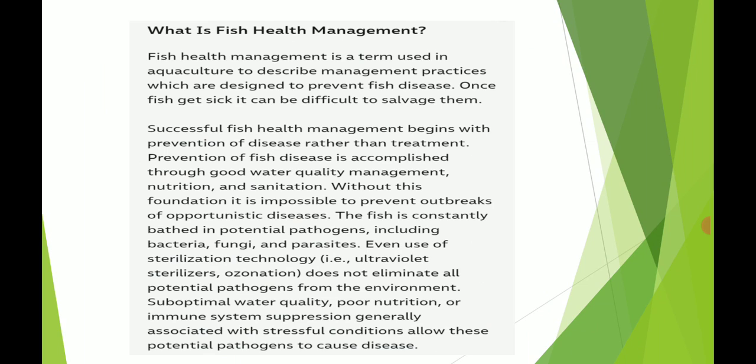Successful fish health management begins with the prevention of a disease rather than treatment. The disease is produced, and after that we treat that disease. As we know, prevention is better than cure, so we prevent the disease rather than treat it. Prevention of a fish disease is accomplished through good water quality management, nutrition and sanitation. Without this foundation, it is impossible to prevent outbreaks of opportunistic diseases. The fish is constantly bathed in potential pathogens, which include bacteria, fungi and parasites.